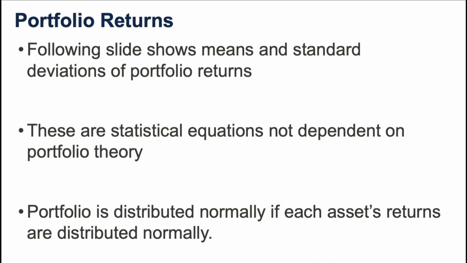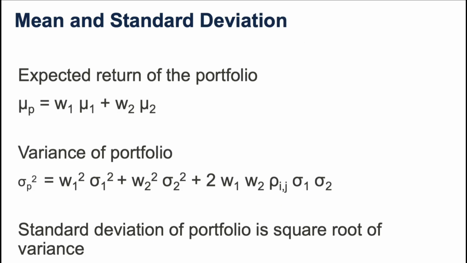I am now going to show you the formulas for expected return and variance. These are statistical formulas. They are true, they are accurate, they work outside of finance as well. If you have any old assets, this method will work for coming up with the combination of assets. One important thing to note: if we assume that the assets themselves are distributed normally, the portfolio returns will also be distributed normally. All right, here are the two formulas.